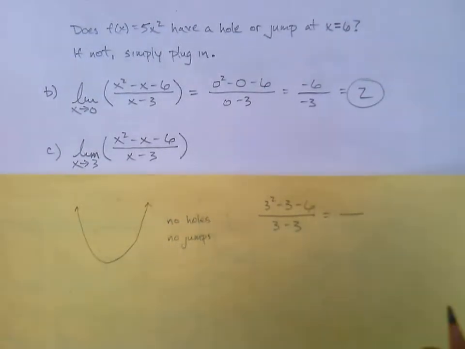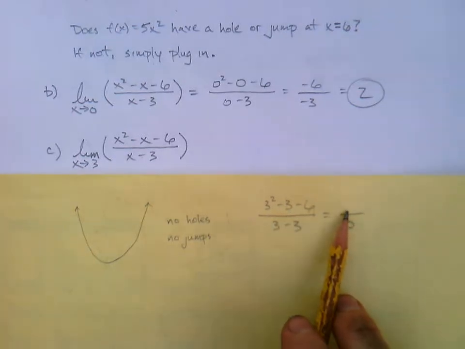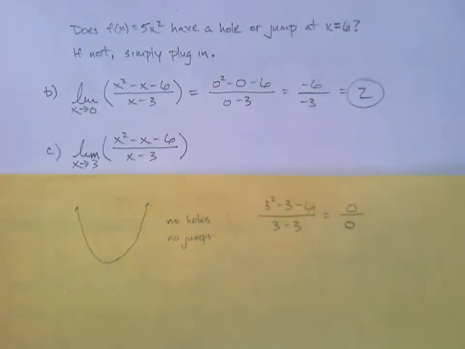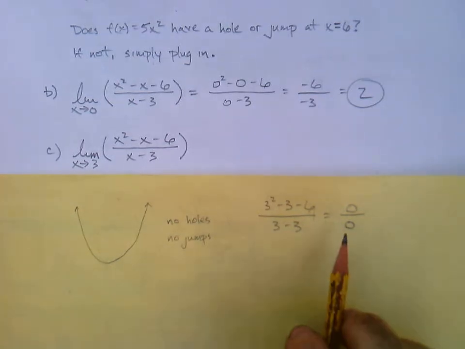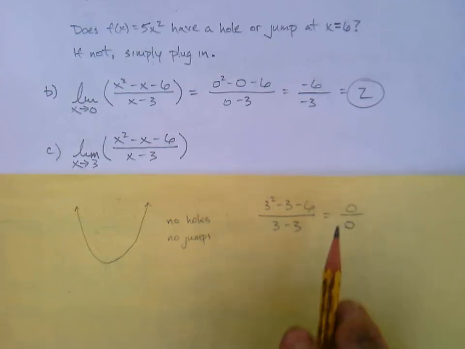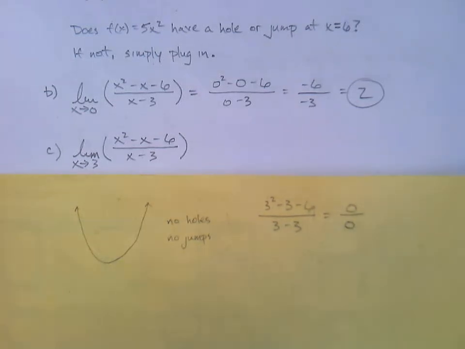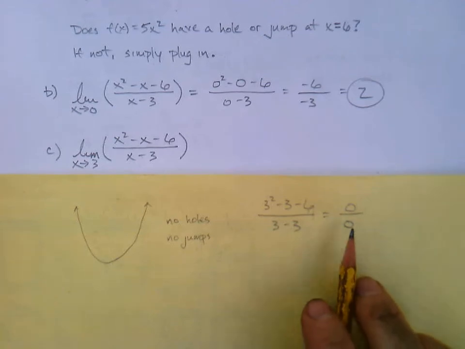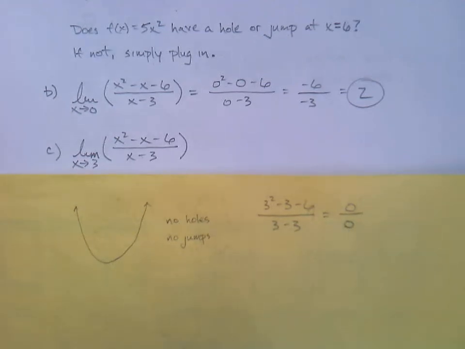Sure, the denominator is 0. Look at the numerator. What happens to the numerator when you plug in 3? 9 minus 3 minus 6. Don't you get a 0 there as well? Okay, that is key. Zeros in the denominator are a hint that something's wrong, but when there's a 0 in the numerator, that tells us even more. 0 over 0.